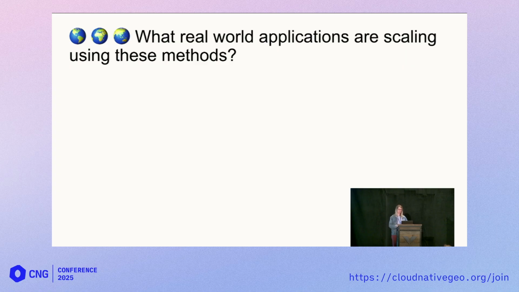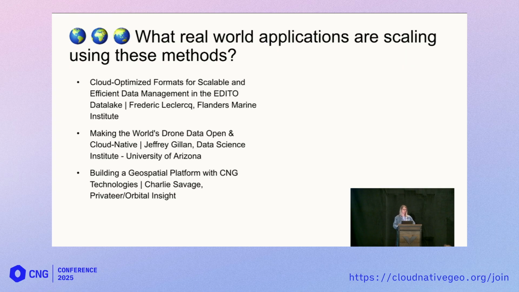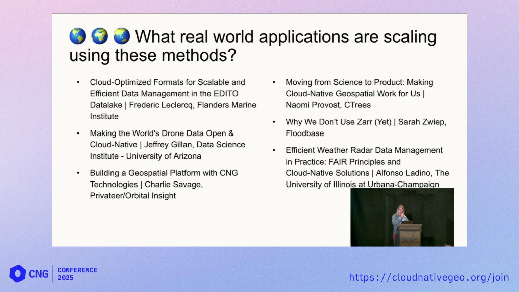And finally, we need to put cloud-native geospatial into practice. So we'll hear about some exciting applications, such as the European Digital Twin of the Ocean and how they are using cloud-native to produce an environmental and marine data lake. We'll hear about how cloud-native is being used to support drone data and build the Open Forest Inventory. And we'll hear about how Orbital is using CNG technologies for things such as dark ship detection and detecting GPS jamming and spoofing events.